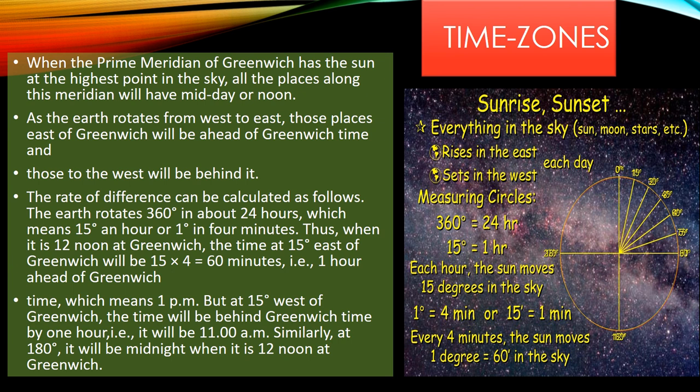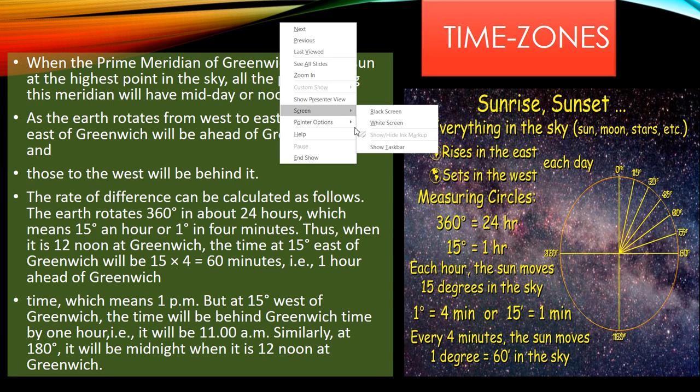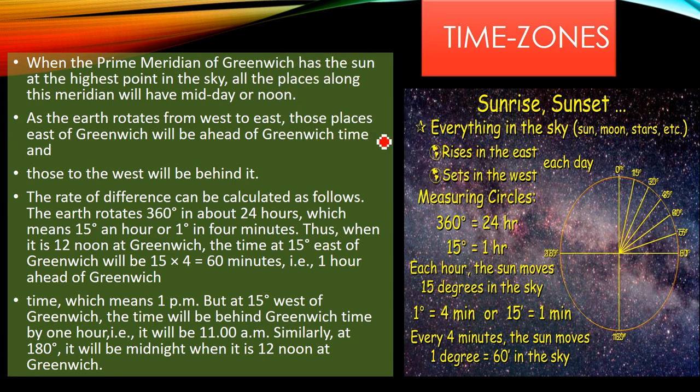So those who are east of Greenwich will be ahead of the time, plus, and those who are west of Greenwich will be behind. Now, how to calculate the rate of difference? Now, this is not rocket science. I'll explain very easily.